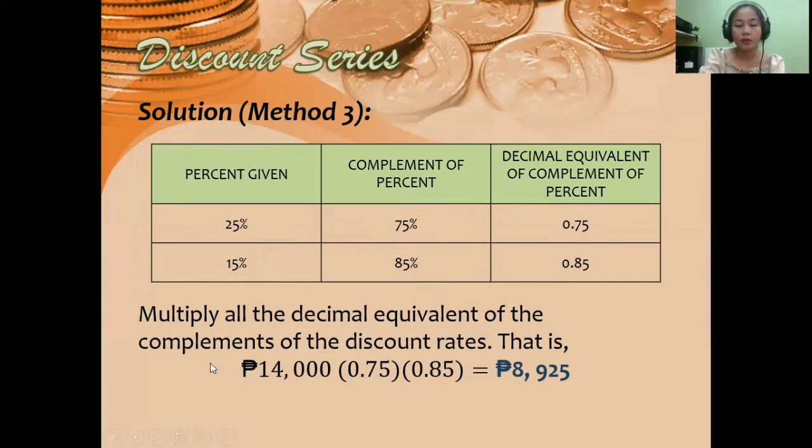After that, we will multiply all the decimal equivalents of the complements of the discount rates. So that is, we will just multiply the list price times 0.75 times 0.85. So automatically, we get the answer 8,925. Okay, so this is the fastest or the shortest method among the three. So this is how to solve problems involving discount series.